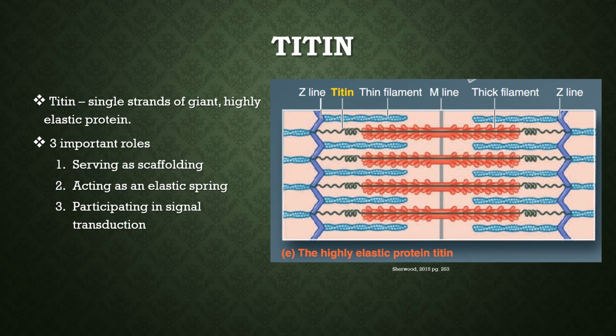Titin acts as an elastic spring. It augments a muscle's elasticity. It helps a muscle stretched by an external force passively recoil to its resting length when the stretching force is removed. Titin constitutes the parallel elastic component of muscle because it behaves like an elastic spring.